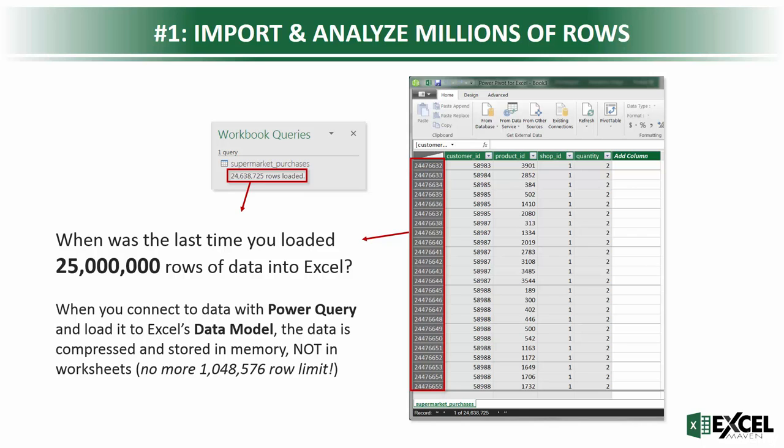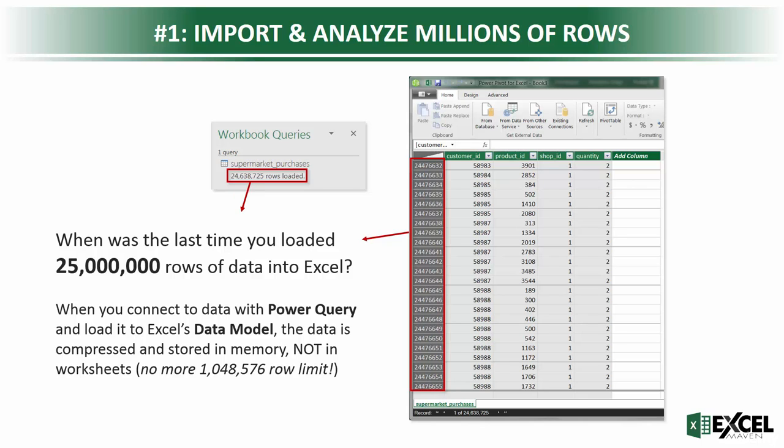So ask yourself, when was the last time you loaded 25 million rows of data into Excel? And if you've never used these Power Query and Power Pivot tools, the answer is probably never. So that's the beauty of this. When you connect to data with Power Query and load it to Excel's data model, the data actually gets compressed and stored in memory. You can still look at it, you can still access it, you can still transform and analyze it, but it doesn't get stored in traditional worksheets. What that means is that no more million row limit. We're now completely open to large data sets.